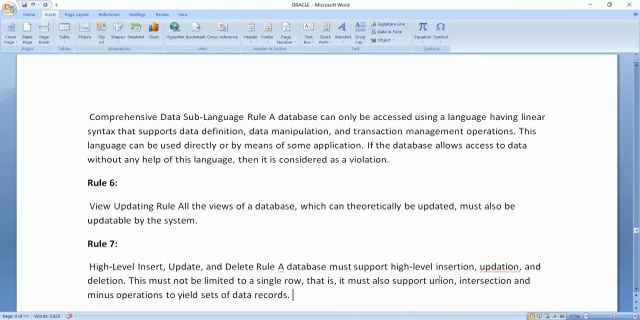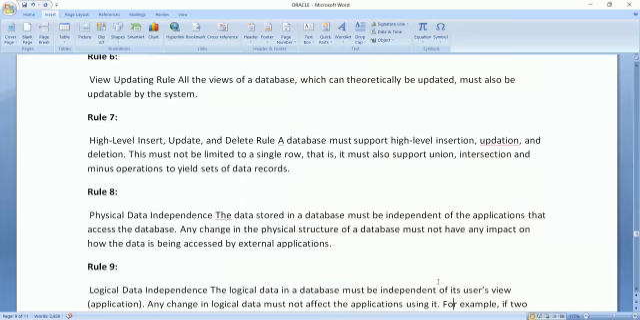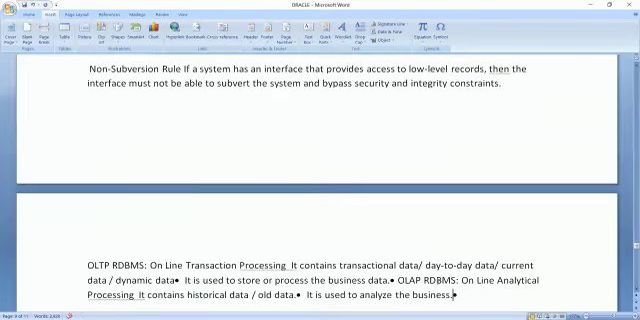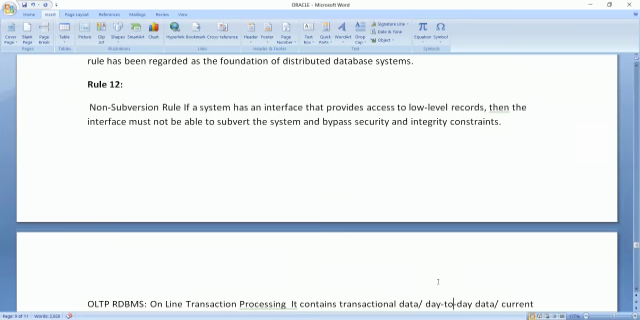Like union, you have a term called union. Union means it will combine together. Intersection takes the values that are common. Minus means it takes only the matching values out, and the other non-matching values remain. That's what is mentioned here. So you can go through these rules actually. I don't want to take much time on this.